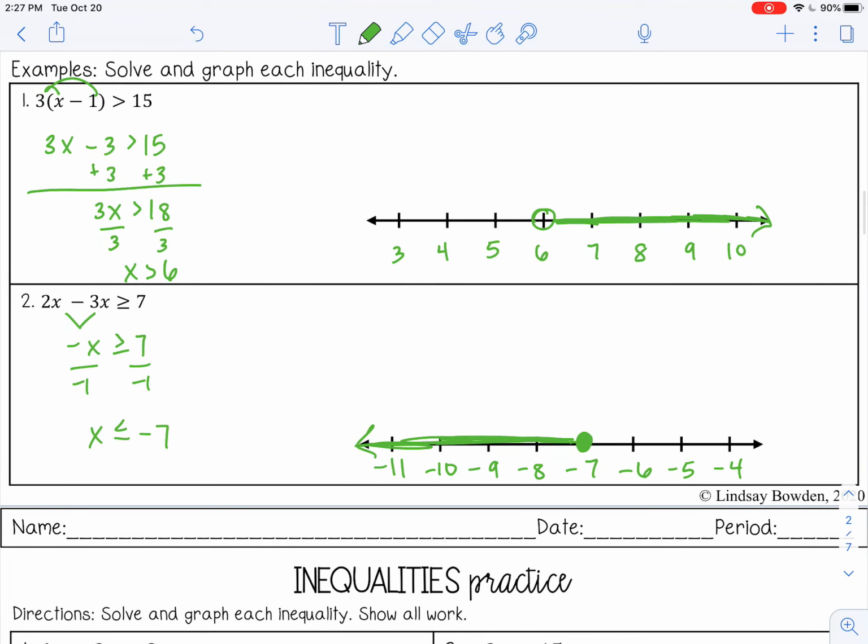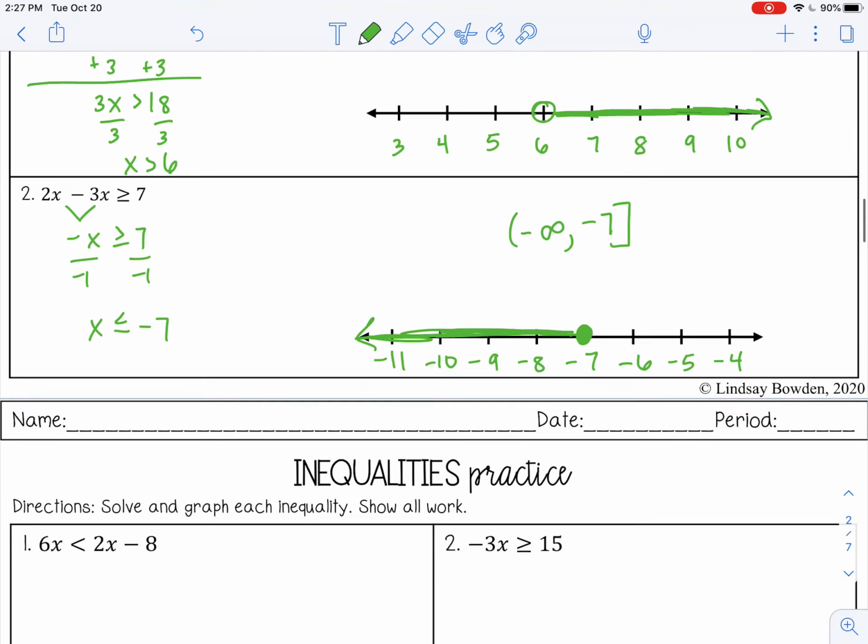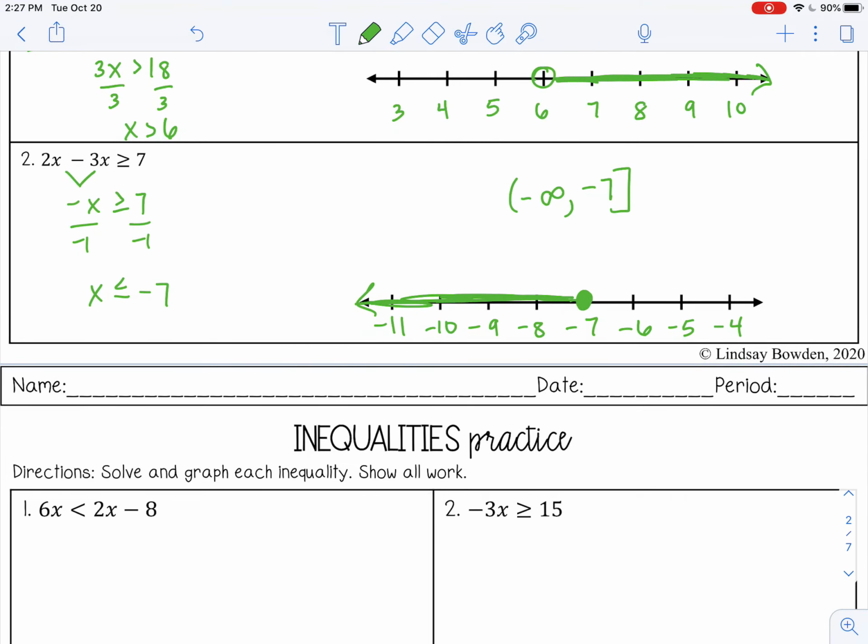All right, and if you want to put the other notation, this top one, the first example would be parentheses 6, infinity parentheses, because it doesn't include 6. It's everything greater than 6. And then for number 2, negative infinity to -7, but it does include -7, so that's going to be a bracket. All right, you can go ahead and stop the video now and complete the practice.